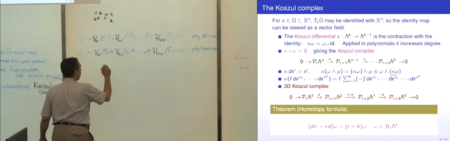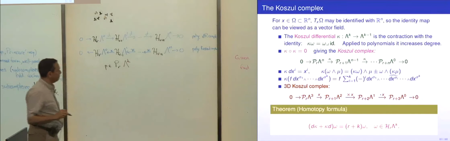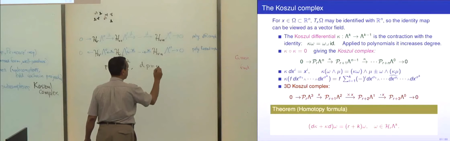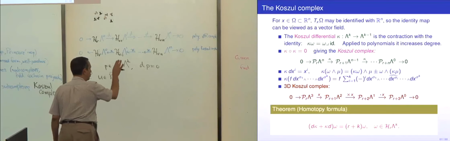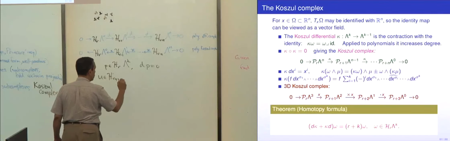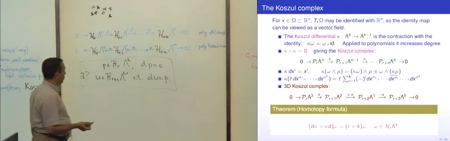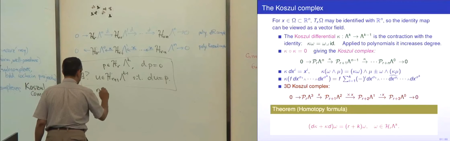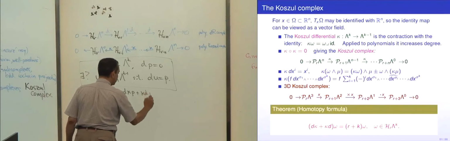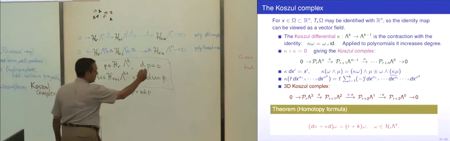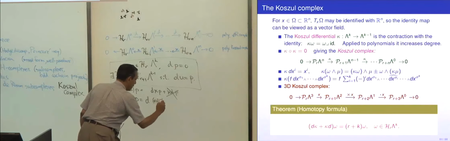Okay, and so now I take a p in homogeneous polynomial k forms, and dp is equal to 0. And then I want to show that there exists a u in homogeneous polynomial k minus 1 forms of degree 1 higher, such that du is equal to p. And all I do is I use the homotopy formula and say, well, (r plus k)p is equal to d kappa p plus kappa dp. That's the homotopy formula. But dp is equal to 0, so this is gone. So that says that p is equal to d of (r plus k) inverse kappa p.